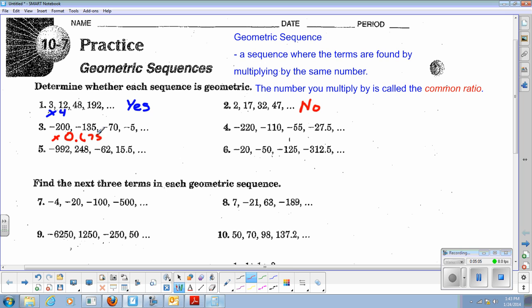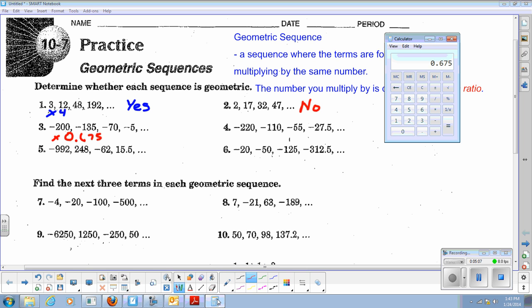0.675. Let's now take our calculator again and clear it out and type in negative 135 times 0.675. That equals negative 91.125.